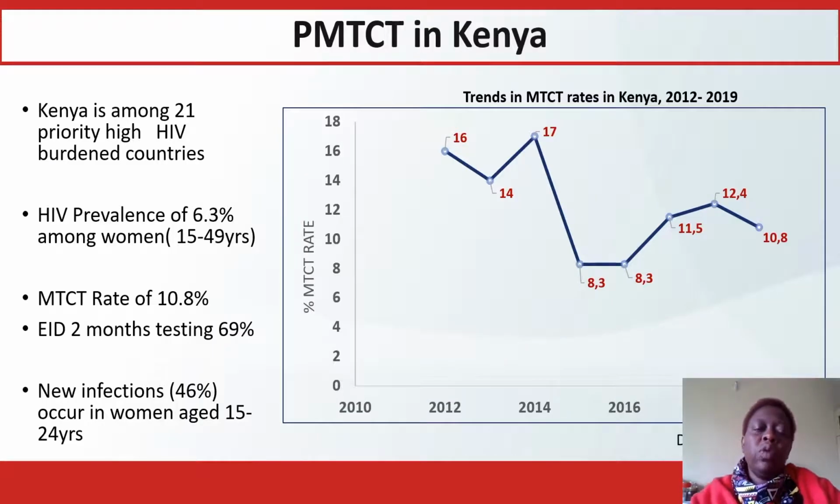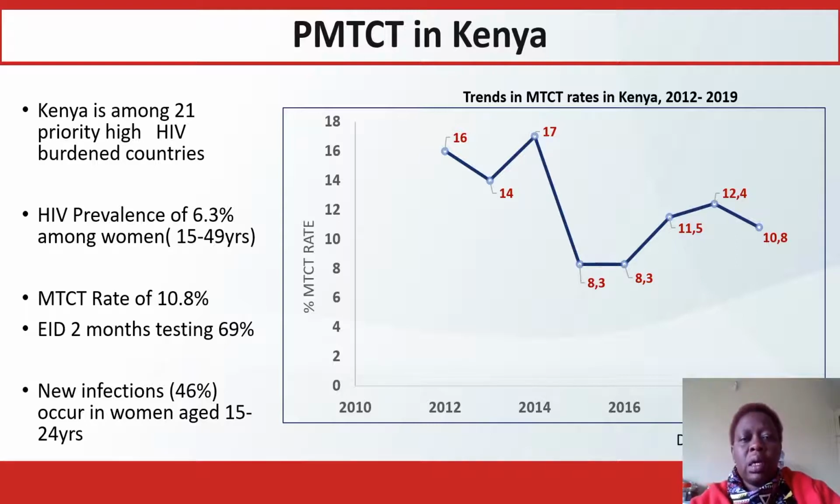Kenya is among the 21 priority high HIV burden countries targeted to ensure global epidemic control. We have an estimated 69,000 HIV-infected women in need of ART, whereby our current MTCT rate is at 10.8%, and this is still very high. But despite efforts to scale up EID, only 69% of the HIV-exposed infants born in Kenya by 2019 received HIV testing within the first 8 weeks of life. Our annual target is about 80%, so we're way below that.